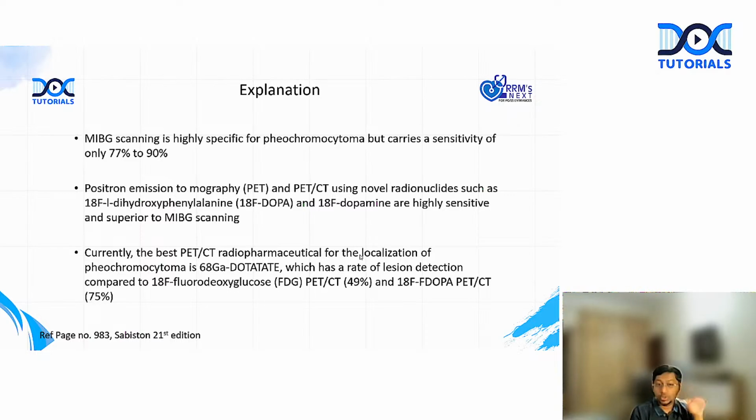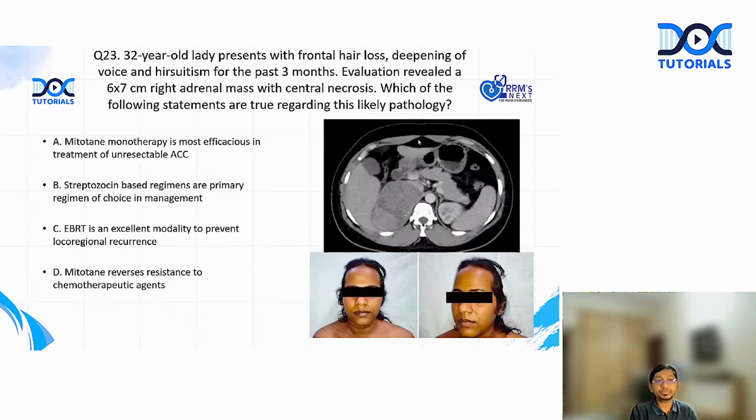Now it has a good lesion detection comparable to FDG PET. So remember, gallium-68 dotatate is not only used for neuroendocrine tumors or somatostatin receptor positive tumors. You can also use it for a wide spectrum. For example, it can be used for medullary thyroid cancers. It can be used for pancreatic neuroendocrine tumors. It can be used for pheochromocytoma paraganglioma syndromes. All these are also basically neuroendocrine tumors. That is why gallium-68 dotatate PET-CT is considered the best functional scan for pheochromocytoma.